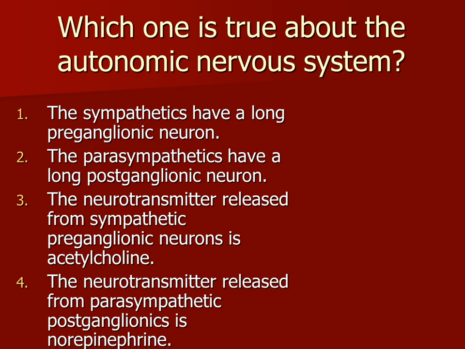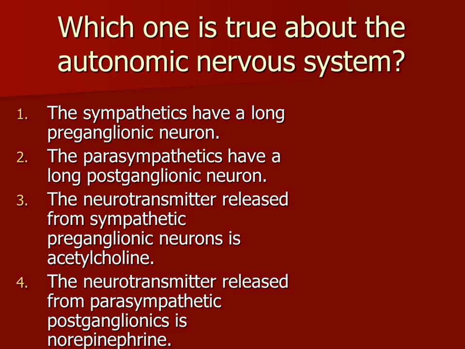How about number two? The parasympathetics have a long postganglionic neuron. So the parasympathetics have a short postganglionic. Number three, the neurotransmitter released from the sympathetic preganglionic neurons is acetylcholine. But it's sympathetic. Is that true? Yes. Still true. Remember, it's the preganglionic.